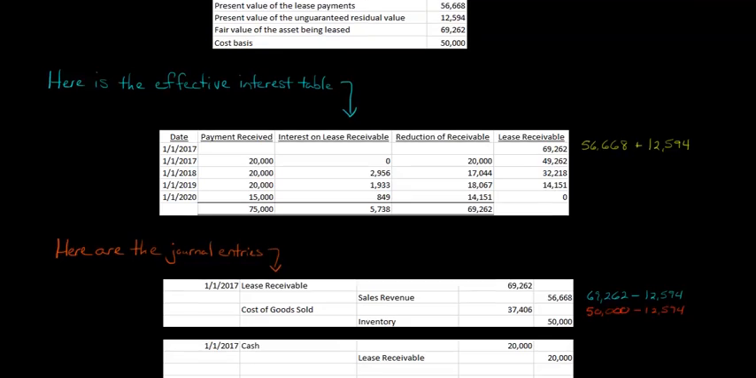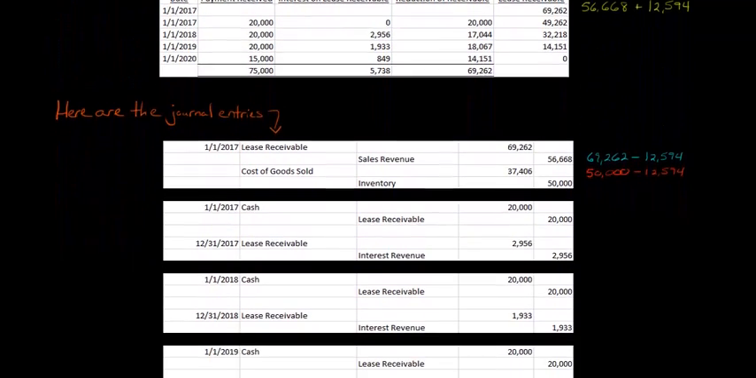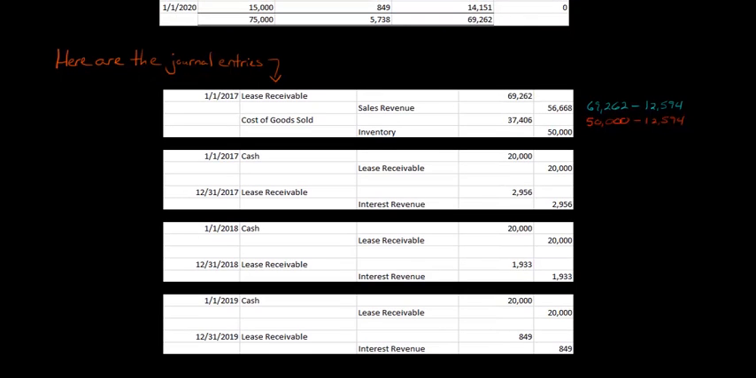So now we're going to have some journal entries, and for the most part they're going to be the same as the regular sales type lease that we talked about before. The big difference is that when we originally have the lease, we recognize the lease receivable and the sales revenue, but we're going to deduct from the sales revenue. We're going to say, okay, that's $69,262, which again was the present value of the lease payment you're going to receive plus the present value of the unguaranteed residual value you expect.